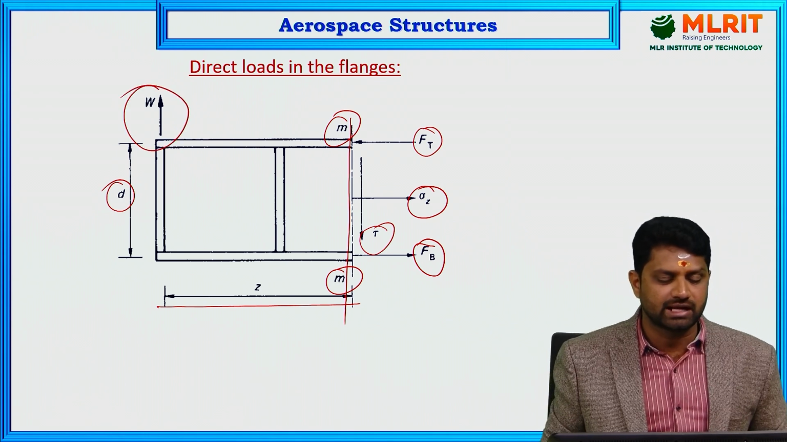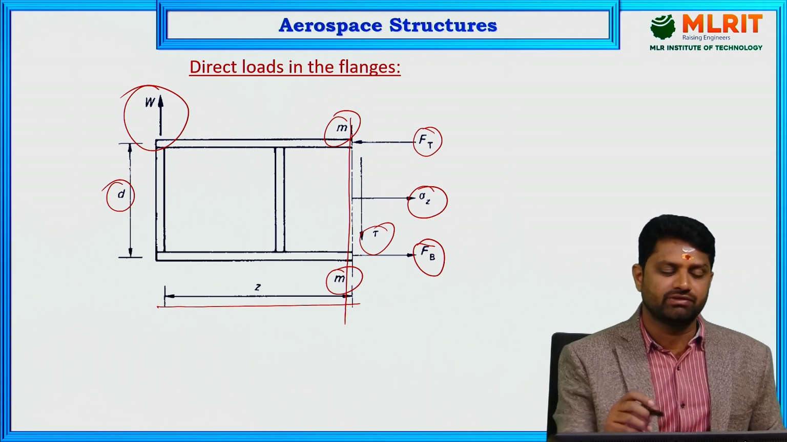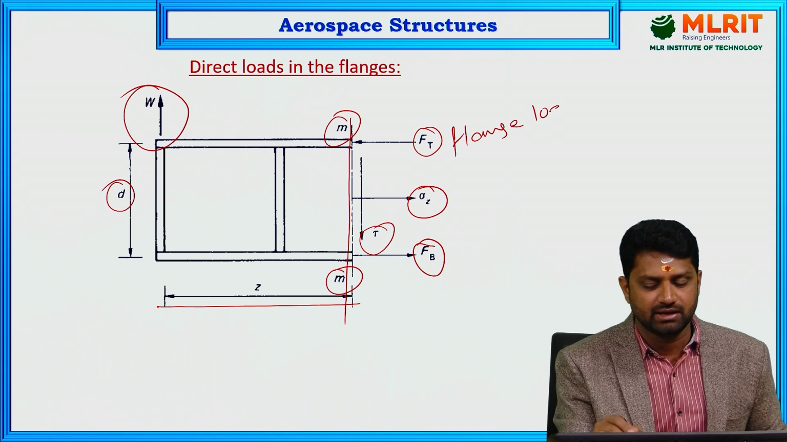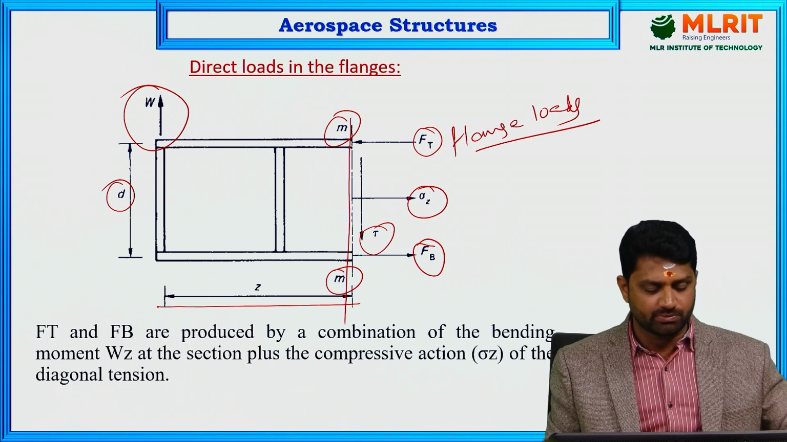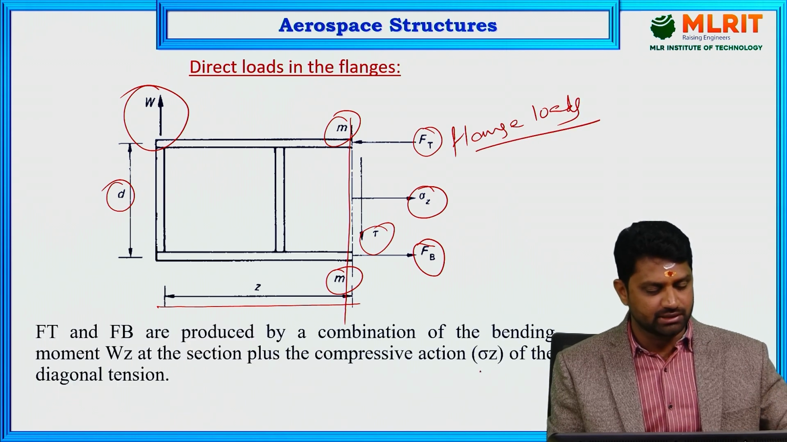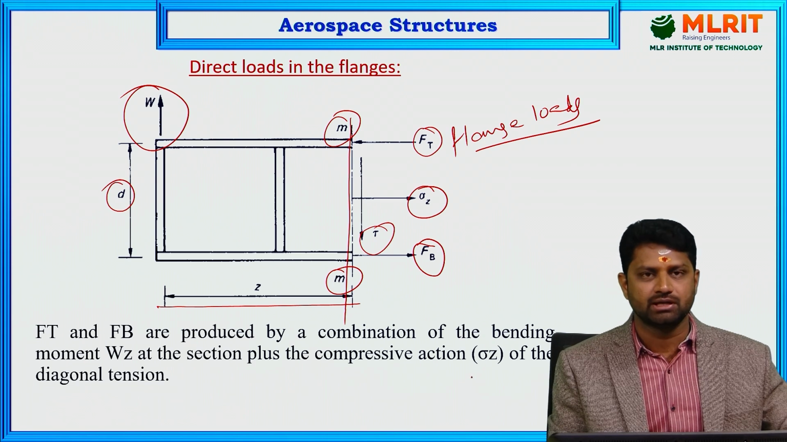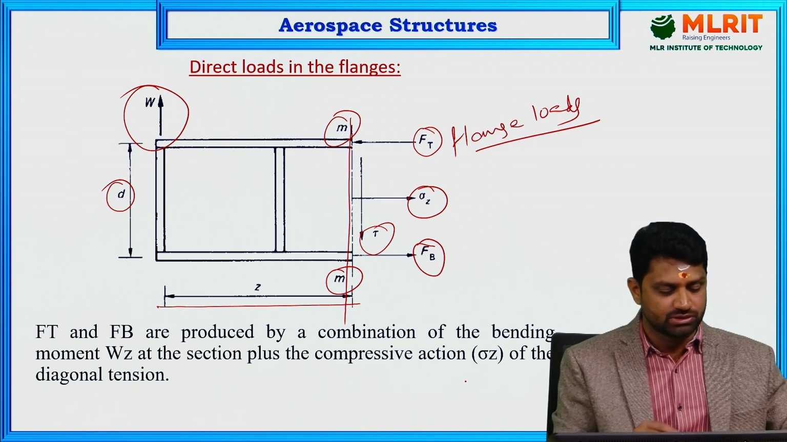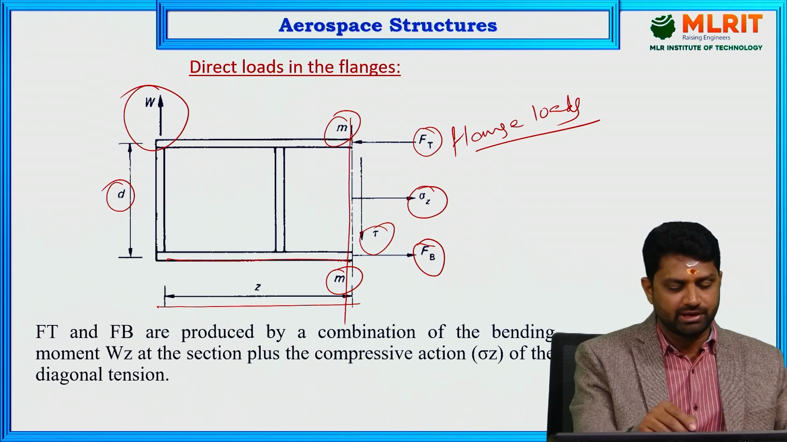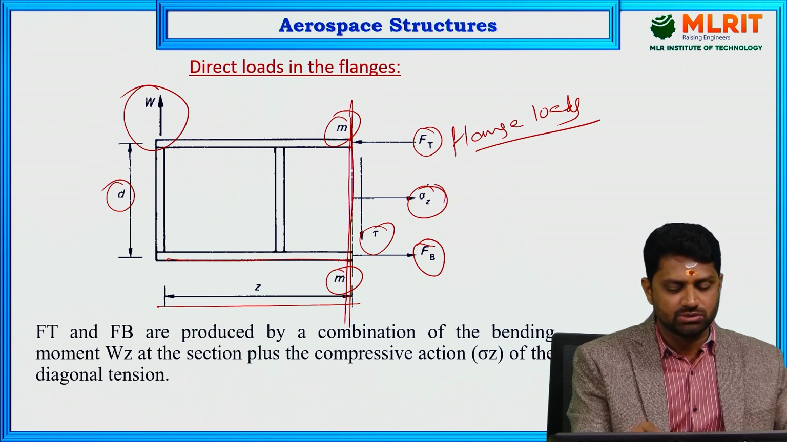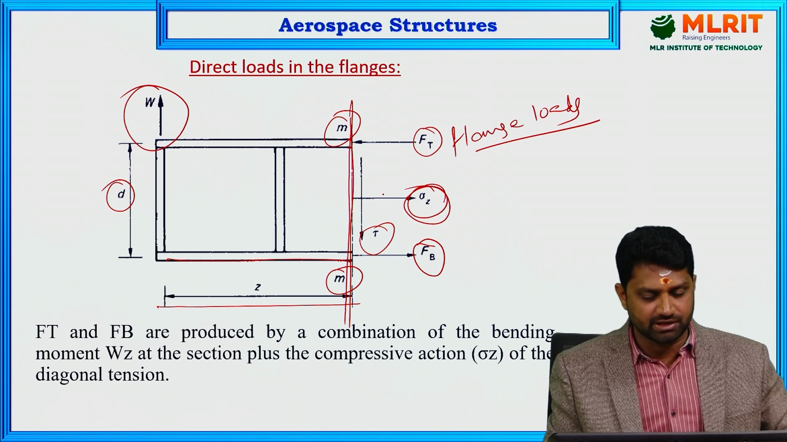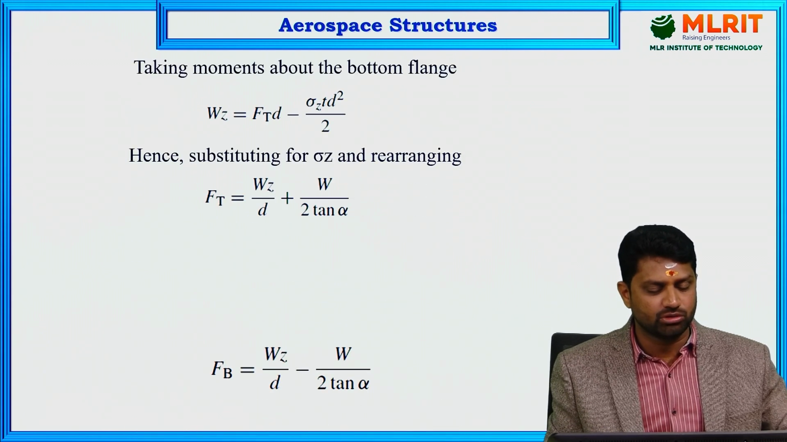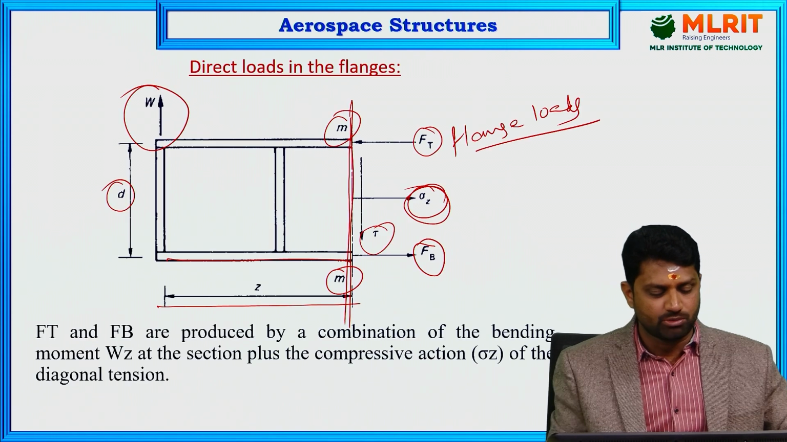So this is the diagram which we considered for the determination of direct loads, also called flange loads, that is FT and FB. FT and FB are produced by a combination of the bending moment, that is W into Z of the section, plus the compressive action of sigma Z of the diagonal tension, because W into Z gives a moment about this section, and another moment is given by sigma Z, the compressive action of sigma Z.